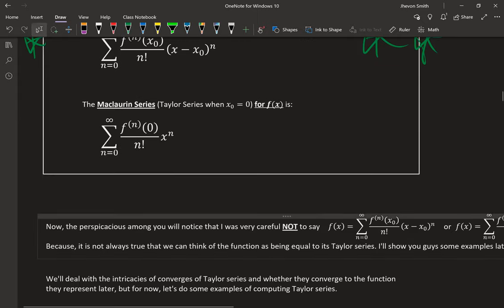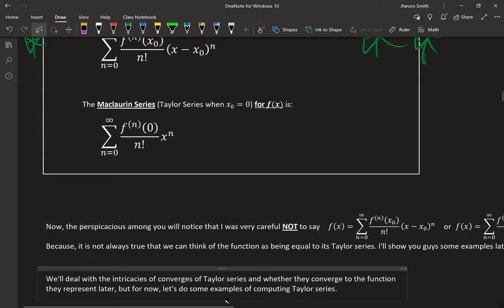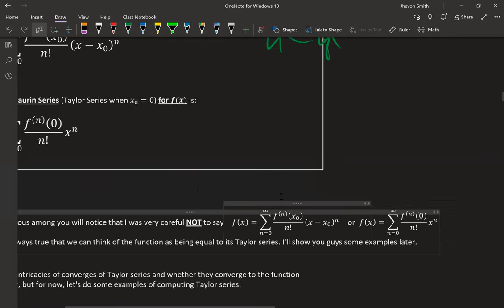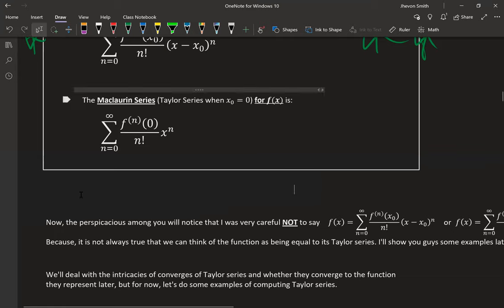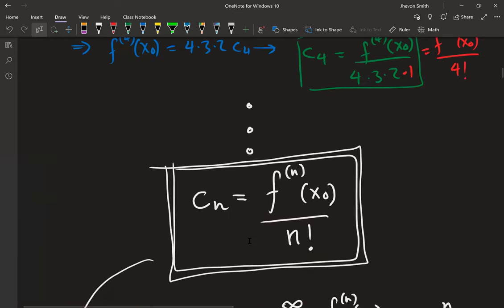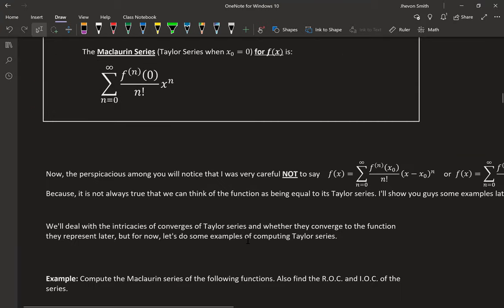Now, to go back to what I was saying earlier, I want you to realize, if you are paying attention, that I was very careful not to write f of x equals this. I was very careful not to write the f equals part here. And it wasn't because I forgot to type it. It's because there are times when, even though I use this function to generate a series, the Taylor series cannot represent the function. The series and the function will behave too differently.